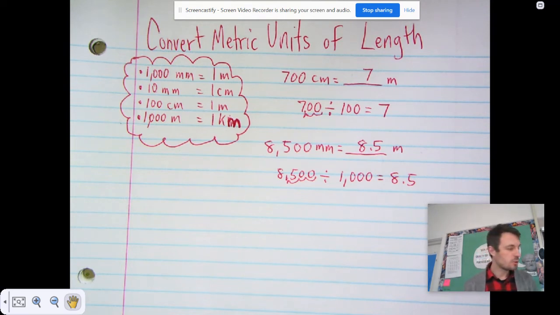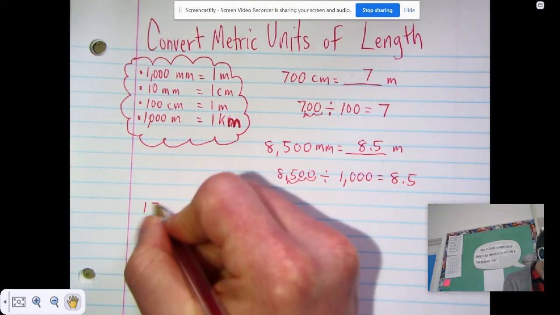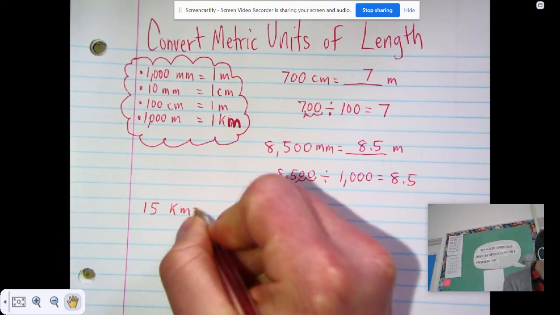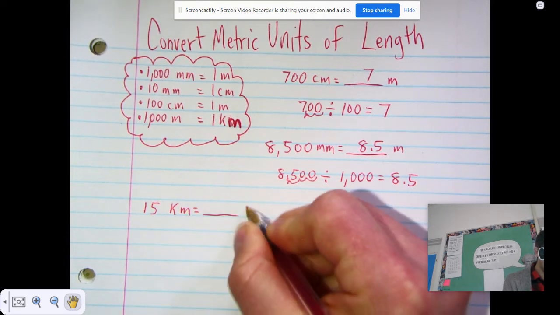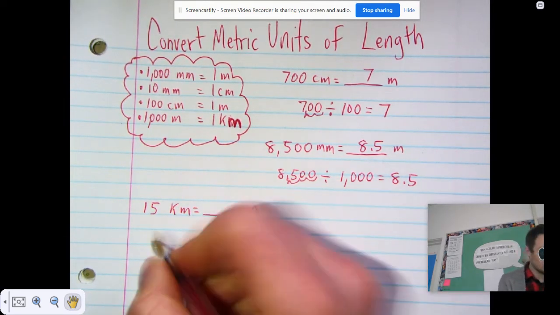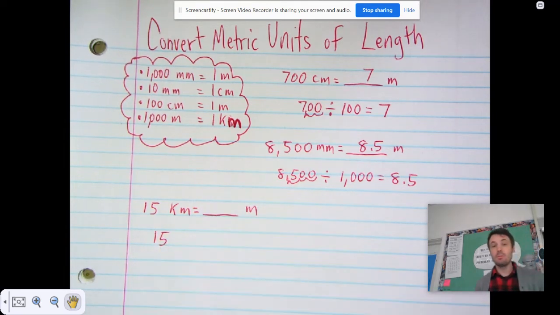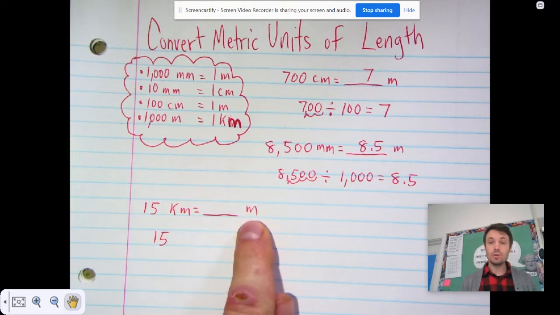Okay, let's do another example together. Let's say we have 15 kilometers, and we want to find out how many meters that is. So we start with 15. We're either going to multiply or divide. We're going from kilometers to meters.